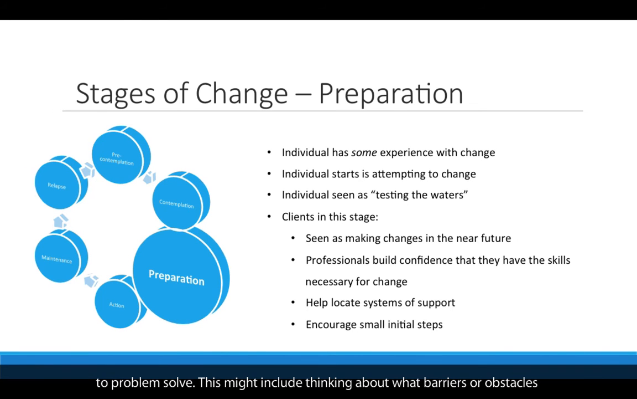This might include thinking about what are the current barriers or obstacles standing in their way to starting the change process. Who are they going to rely on to be their support system whenever they decide to change? What skills do they already have that might be able to be utilized to help the change process? And then also helping them to see what are those small initial steps that they can make now that they're going to have a high level of success.